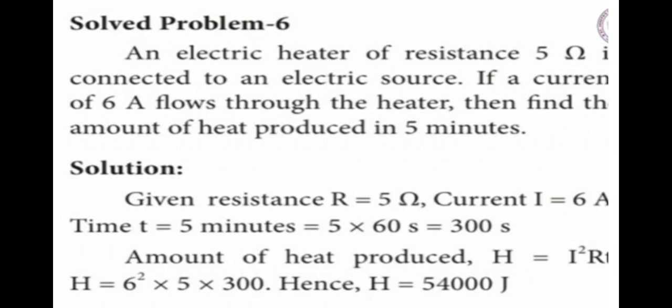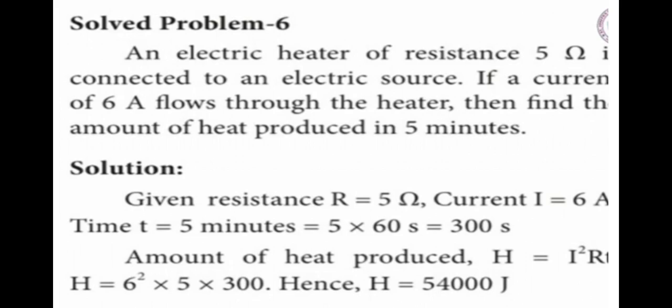But we want to convert this time into seconds. So 1 minute is equal to 60 seconds. So 5 minutes equal to 5 into 60, 300 seconds we will get. Okay. Next, amount of heat produced.